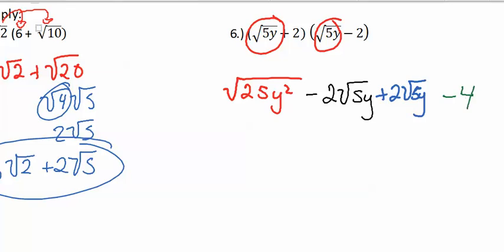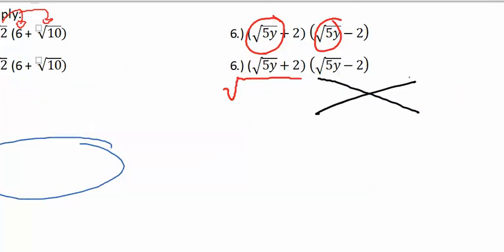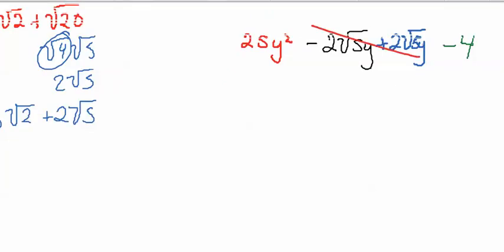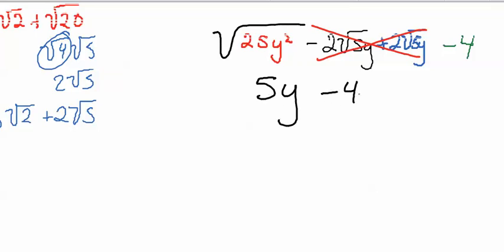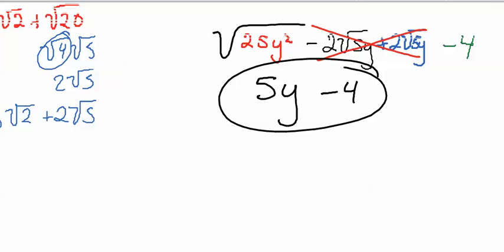Now, you should notice that this is actually going to result in a difference of squares problem because these two cancel out. And you'll notice we're left with binomials and they're both squared. So this becomes 5y, take the square root of both of these, minus 4 is our final answer.